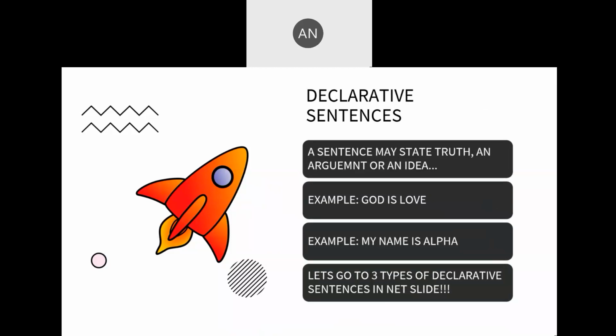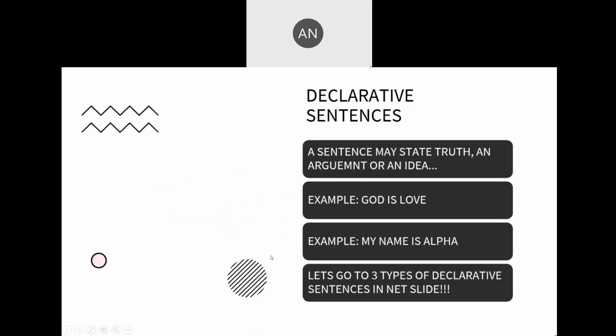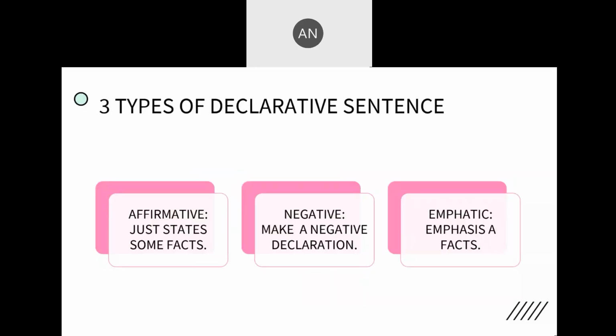The sentence may state truth, argument, or an idea. Example is God is love. Another example is my name is Alpha. And there are three types of declarative sentence: affirmative sentence, negative sentence, emphatic sentence.